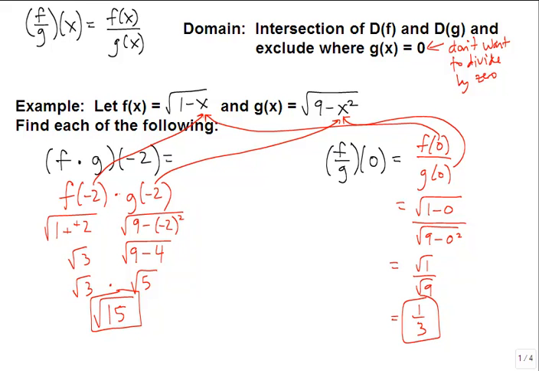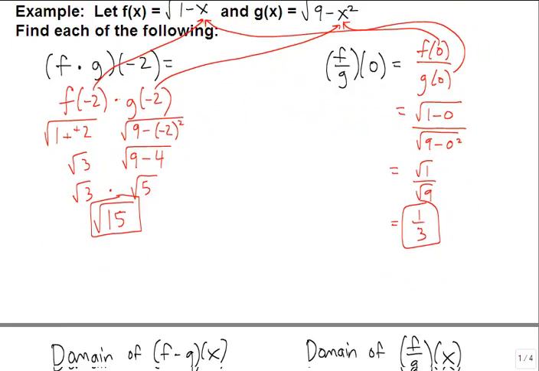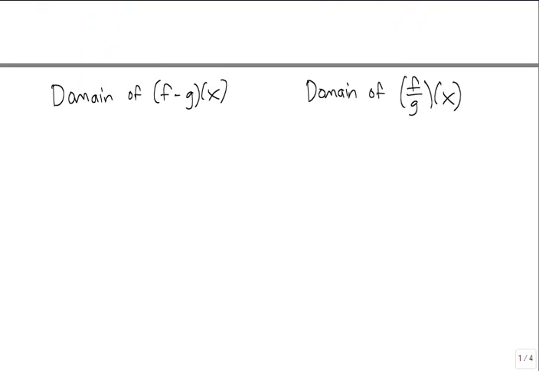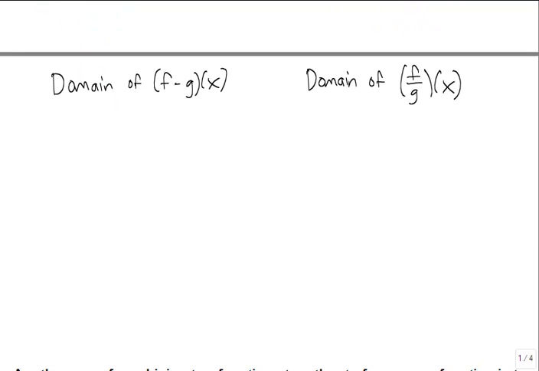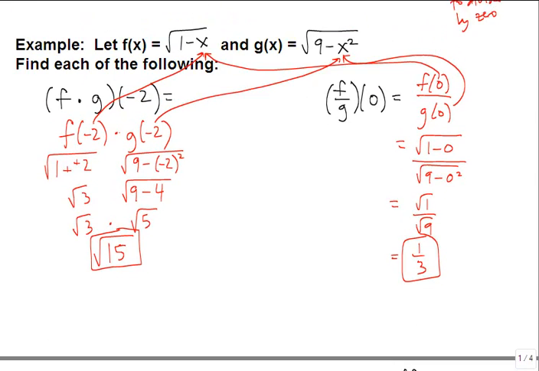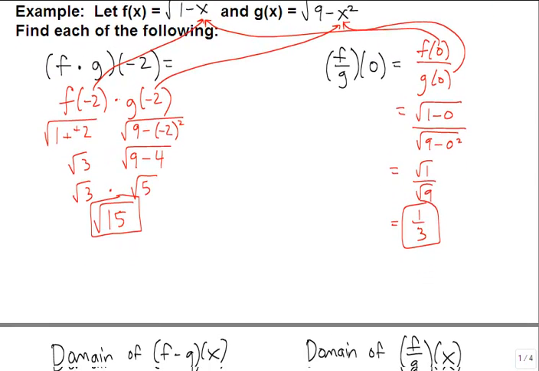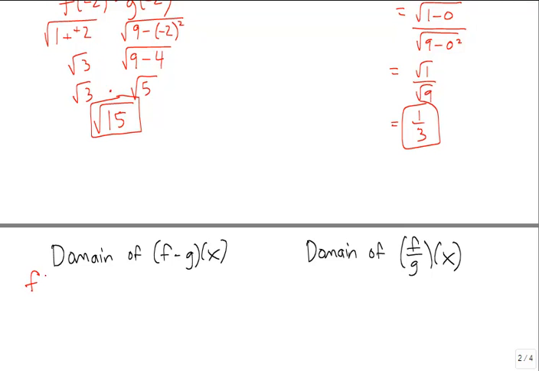Okay, so know how to evaluate these different functions, their products, quotients, sums, and differences, and know what that notation looks like. Now we're going to take a look at what the domains of the difference and the domain of the quotient would be. And we're going to refer to the same functions that we had earlier. So remember that f of x was square root of 1 minus x.